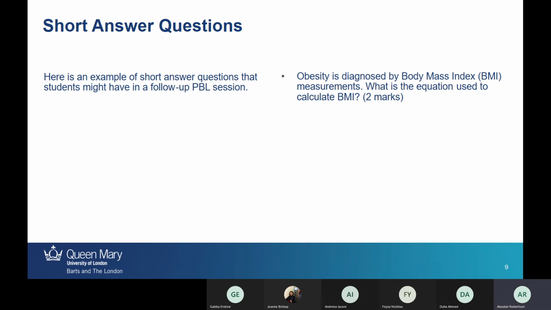Wait a minute, I've read that wrong. I've got the answer written down here. BMI is calculated from the weight in kilograms divided by the height in meters squared, which will equal the weight in kilograms divided by the height in meters squared. I should have put it up on the screen actually instead of writing it.